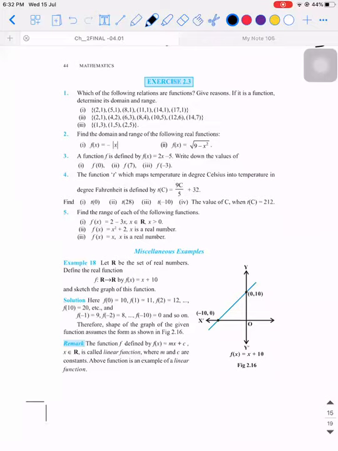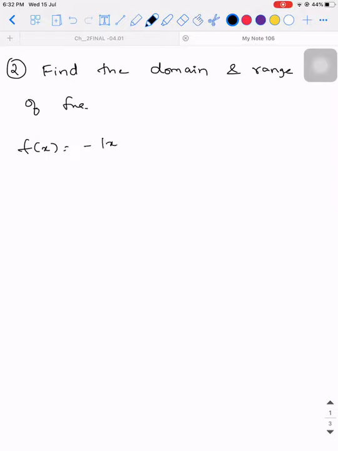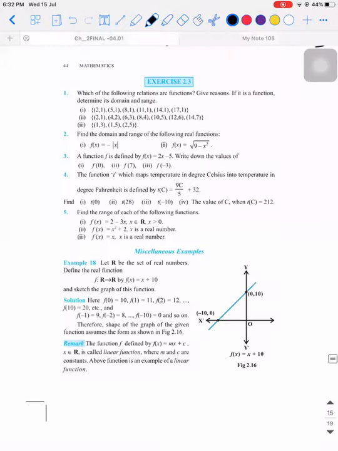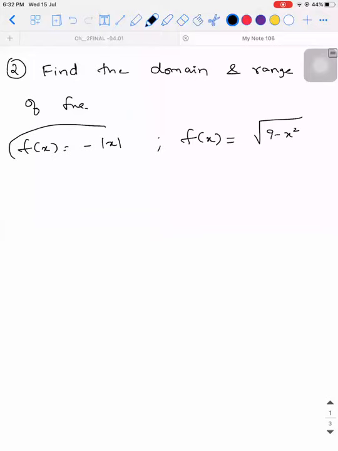Okay, so observe this. The second question is, they're asking to find the domain and range of the functions f of x is equal to minus of mod x, and f of x is also equal to root of 9 minus x square. So let's do the first problem. f of x is equal to minus of mod x. Now what will be the domain of this?